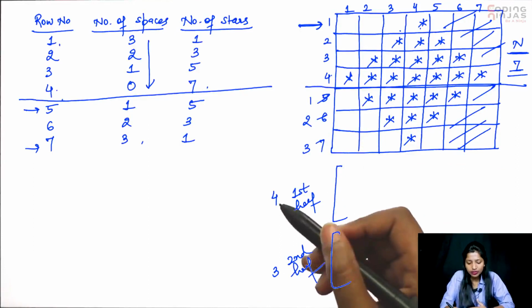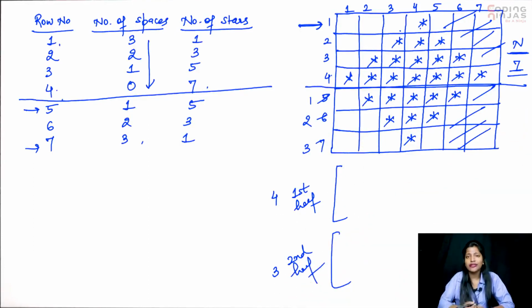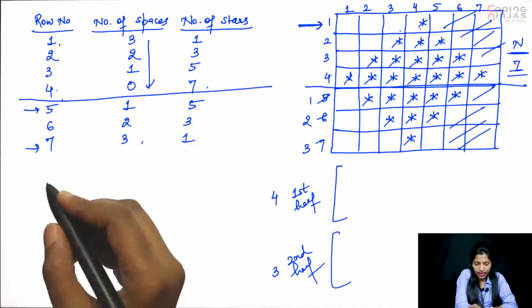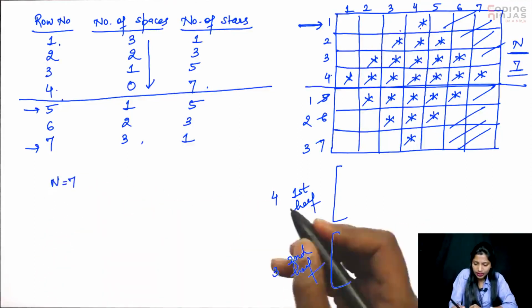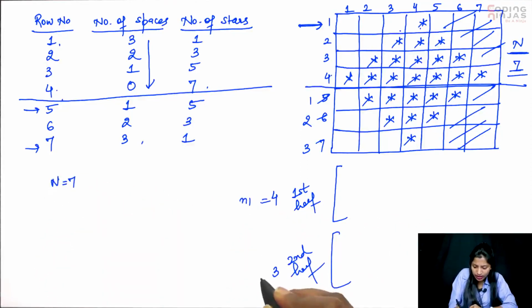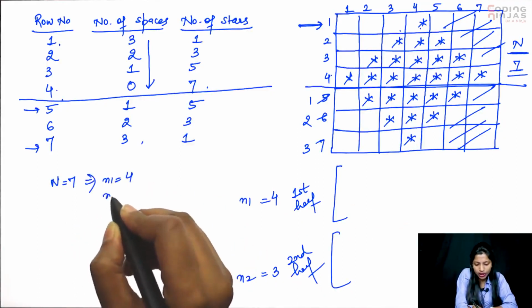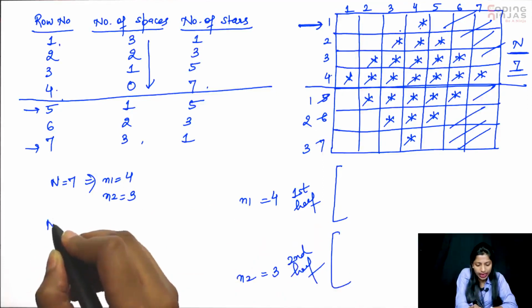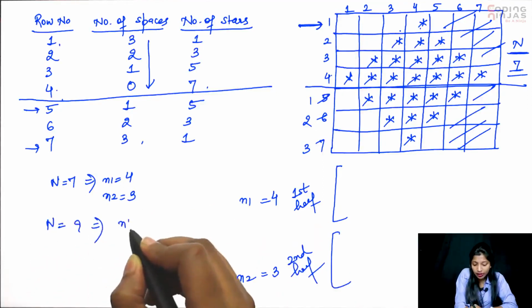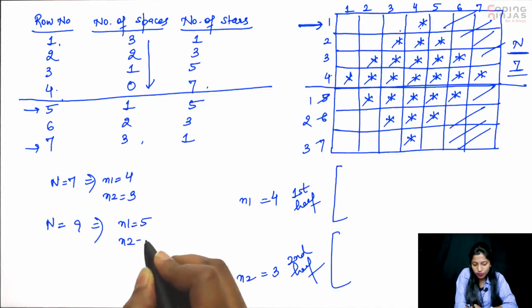Okay, but this 4 and 3 is specific to this 7, and we should come up with a general number that fits well for any given value of n. For example, n can be given to us as 9, n can be 11, n can be 21, any odd value. So let's find out. If my n is 7, let's name these n1 and n2. Our n1 should be 4 and our n2 should be 3, right? If my n is 9, I guess our n1 should be 5 and n2 should be 4.